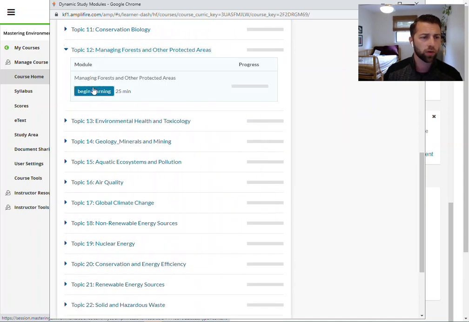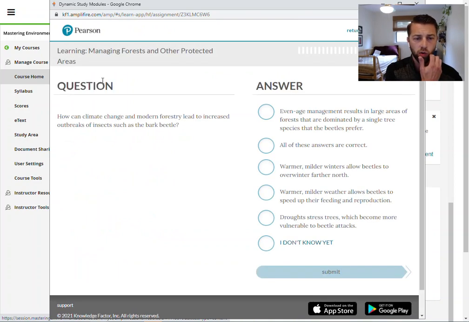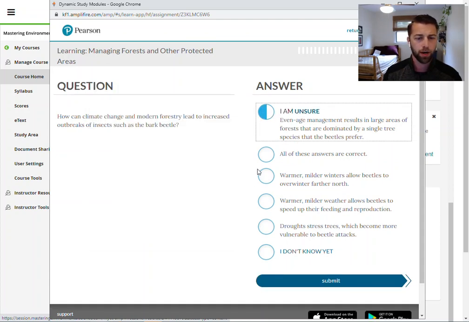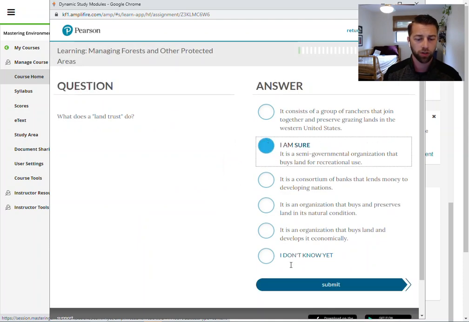So managing forests. And if you have these assigned to students, whether as 0 credit practice or a homework assignment or extra credit, you get a lot of information on your data dashboard showing where students are struggling. So students will go through, they'll get a question, they'll answer it. That just said we can choose 2 answers if the students are unsure.